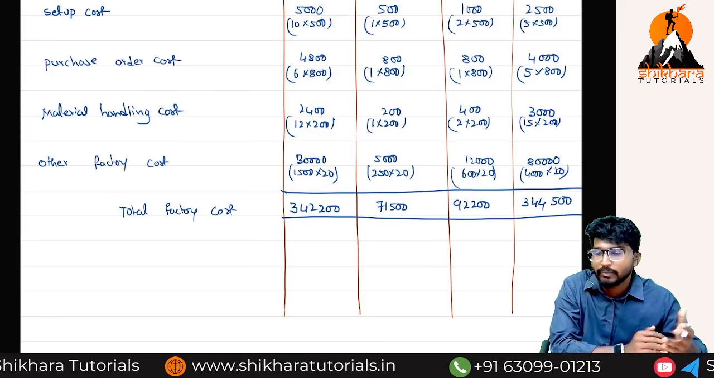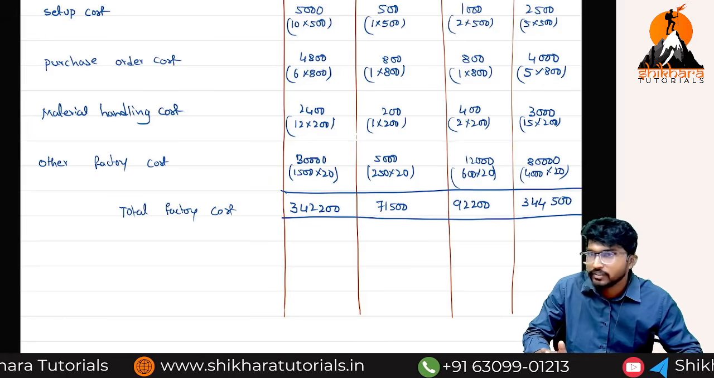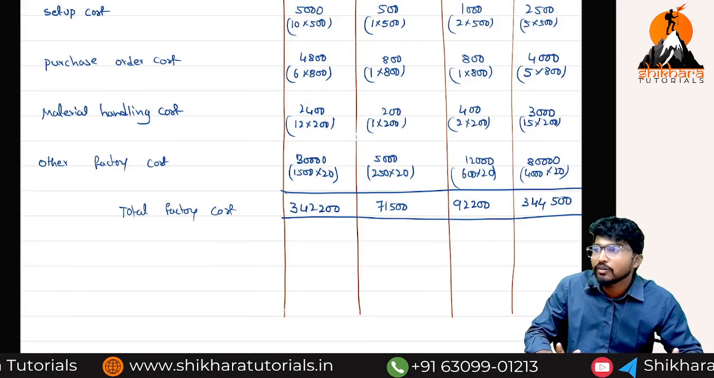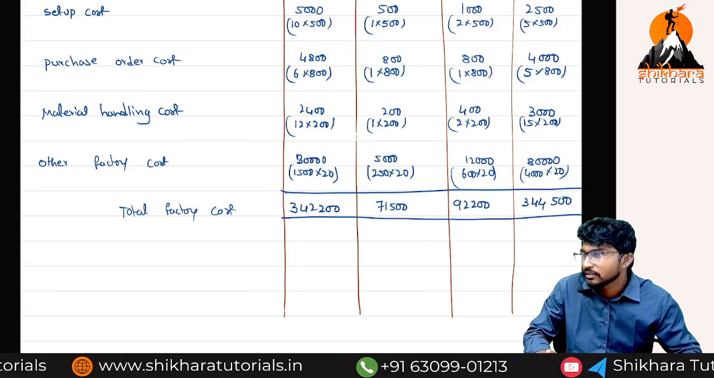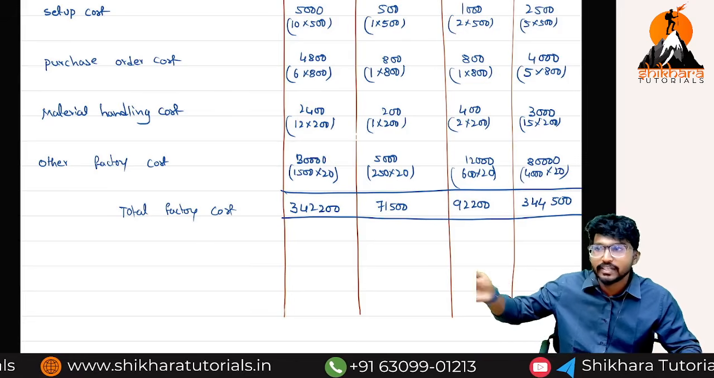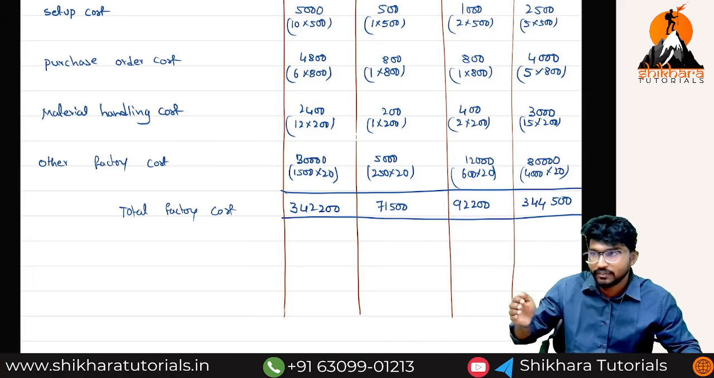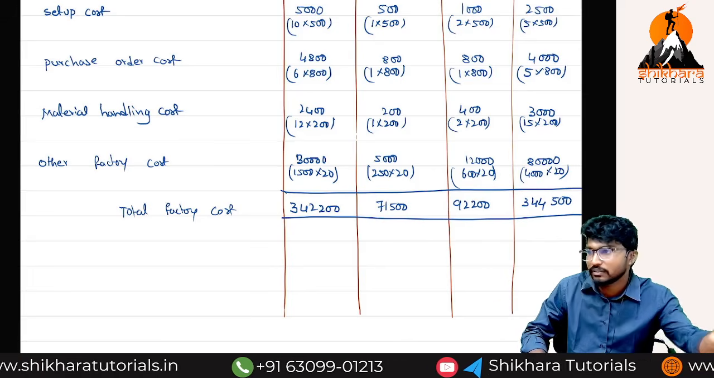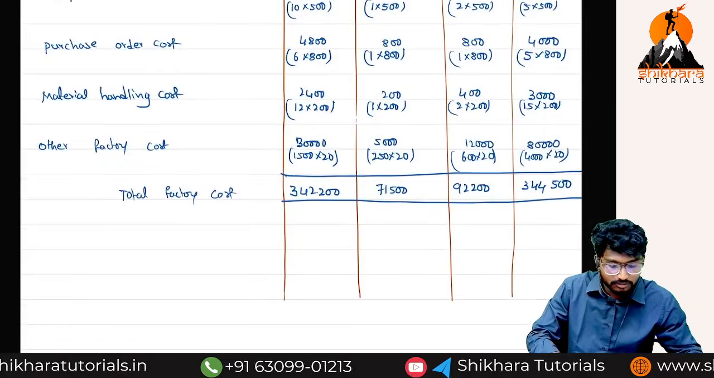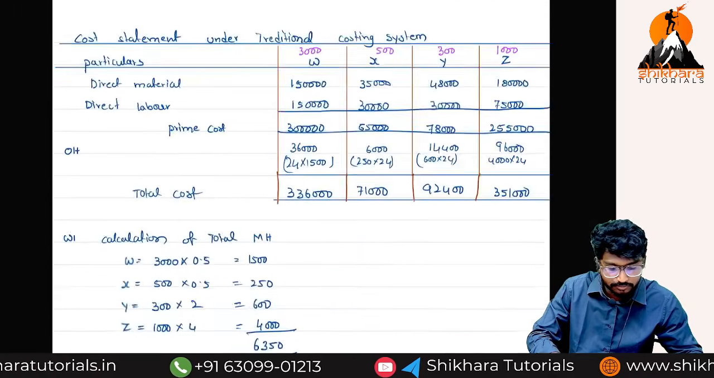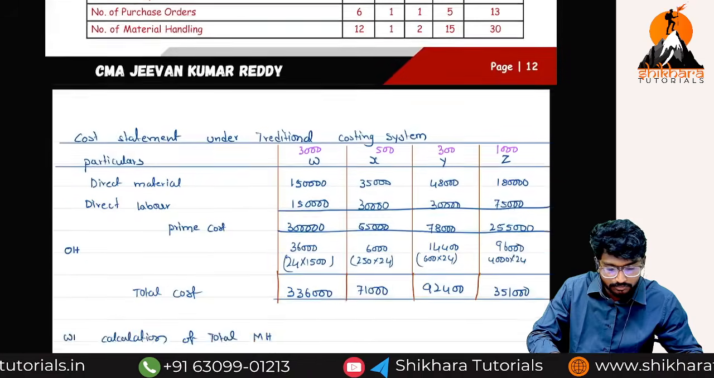So the main advantage of the activity based costing system is that it follows the cause and effect relation. That means it will treat different expenses with different treatment. For different expenses, it will treat them in different ways. Now, write down. Copy it.